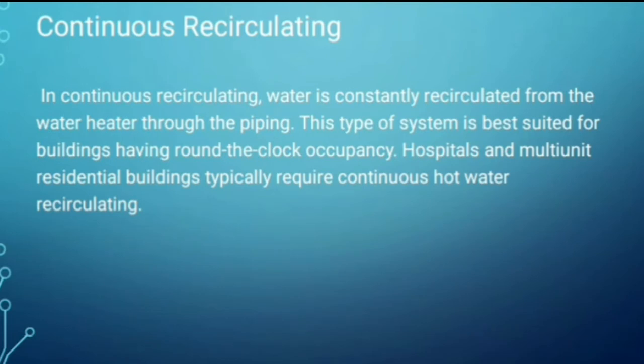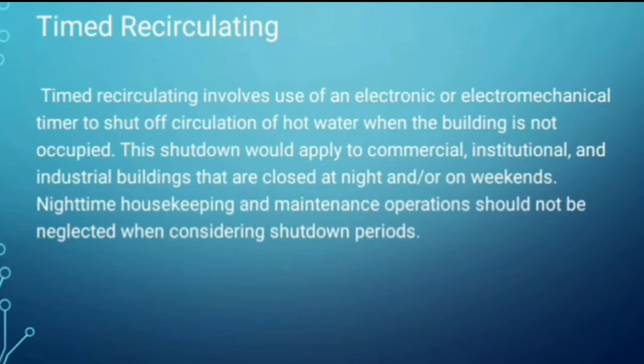Continuous recirculating. In continuous recirculating, water is constantly recirculated from the water heater through the piping. This type of system is best suited for buildings having round-the-clock occupancy. Hospitals and multi-unit residential buildings typically require continuous hot water recirculating. Time recirculating involves use of an electronic or electromechanical timer to shut off circulation of hot water when the building is not occupied. This shutdown would apply to commercial, institutional, and industrial buildings that are closed at night and or on weekends. Nighttime housekeeping and maintenance operations should not be neglected when considering shutdown periods.